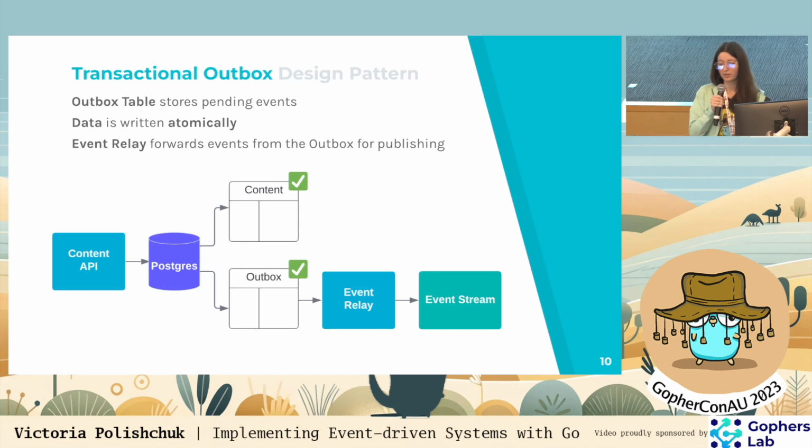And we will have to make sure that data is written atomically. What it means is that we either write data in both the content table and the outbox table, or we don't write it to any of those tables at all. And an event relay in here is going to take events from the outbox table and forward them to the event stream.